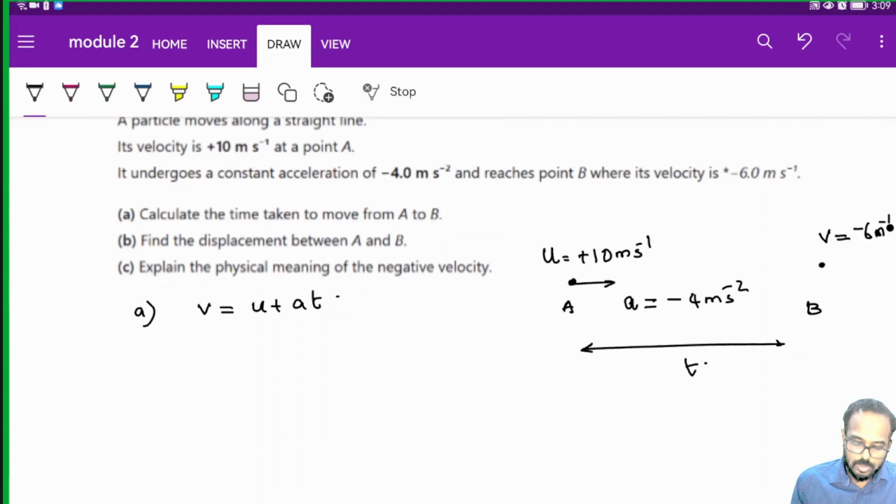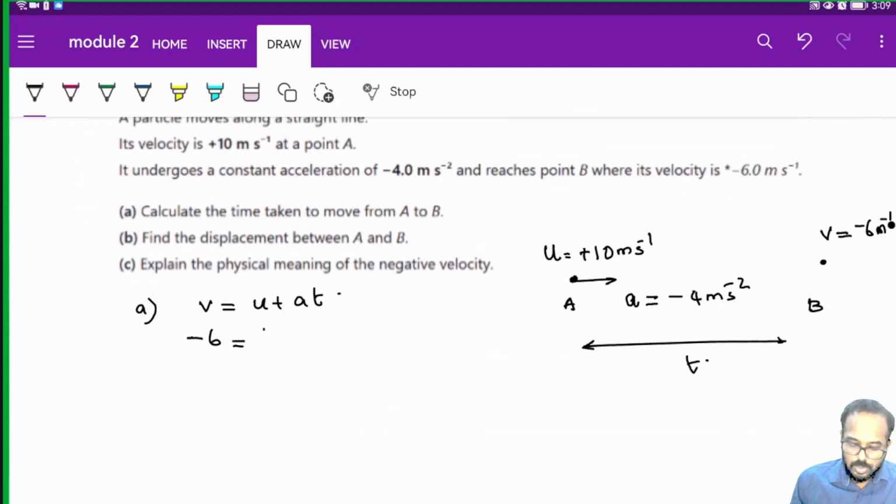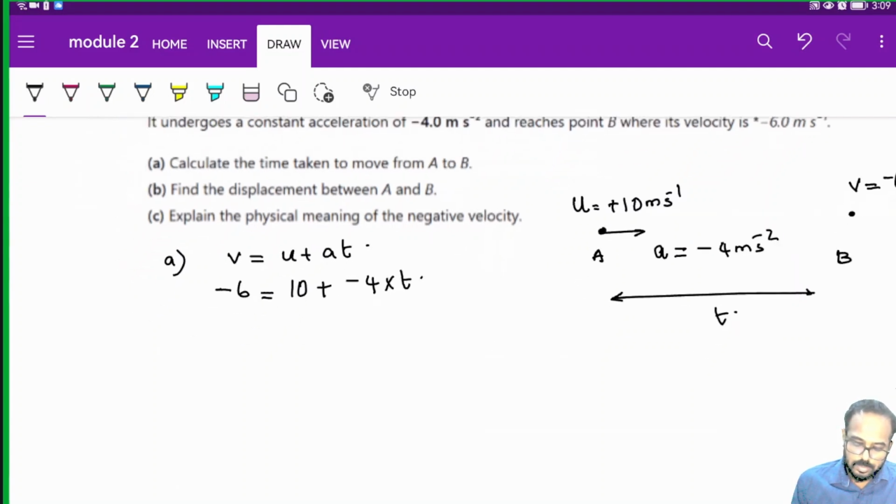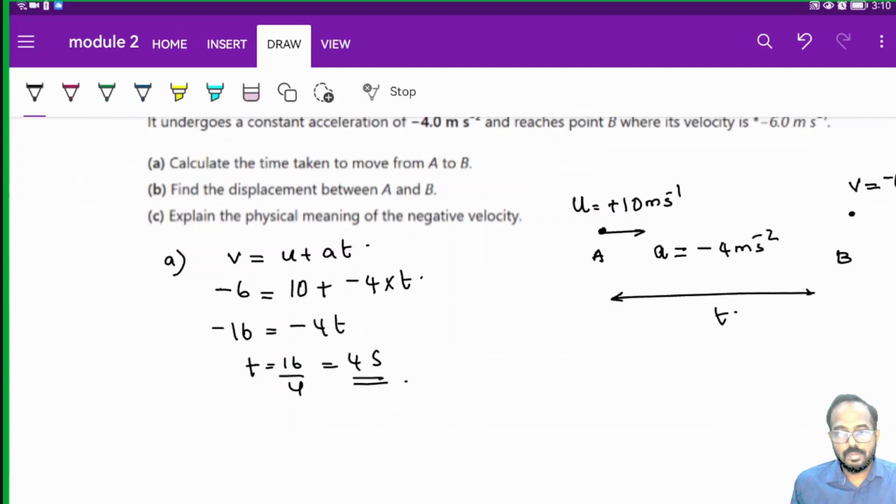You have all the values. Check this one. v is -6, which is equal to u, 10, plus a, which is -4, into t. Solve this equation: -16 is equal to -4 into t. Minus minus will become plus. t is equal to 16 by 4, which is equal to 4 seconds. You got the answer. So simple. The only thing is you need to choose the right equation. For that, it's the easiest method, okay? So you can follow this.